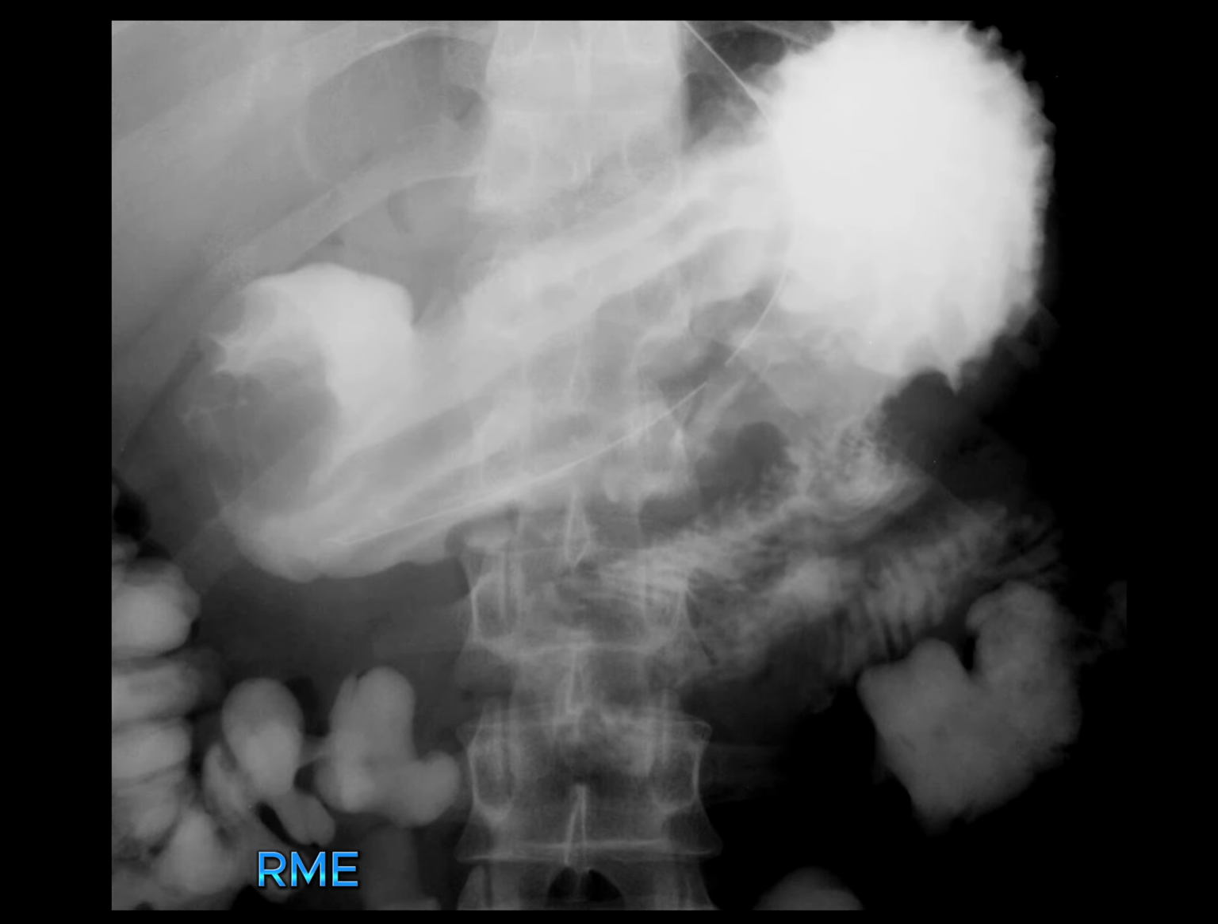What do you see in this image? This image shows a large filling defect in the distal stomach with contrast in the proximal jejunal loops via an anastomosis to the greater curvature. These findings suggest a gastric carcinoma with small bowel anastomosis.